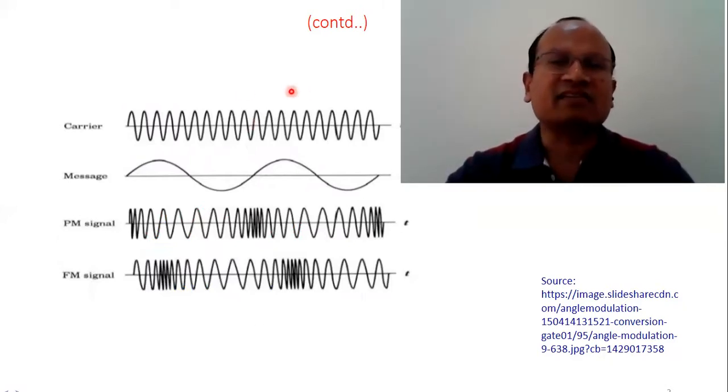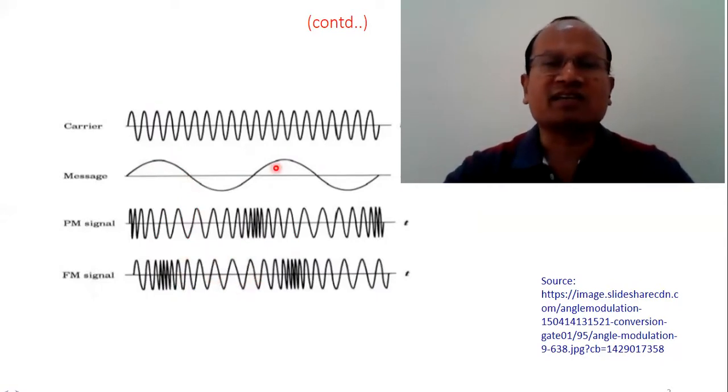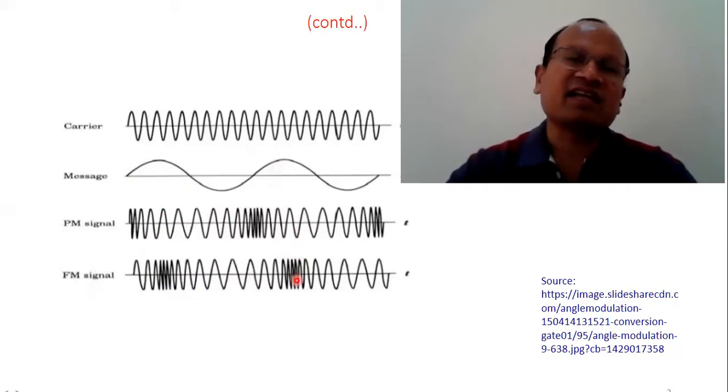See, this is a carrier. If this is a message signal, see the FM, the last one first. You see here in the FM signal, you find that when the modulating signal amplitude is increasing, the carrier frequency is increasing. When it is decreasing, the frequency of the carrier is decreasing. When the modulating signal is again increasing, the carrier frequency is again increasing.